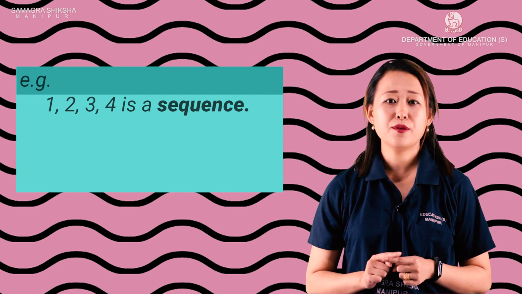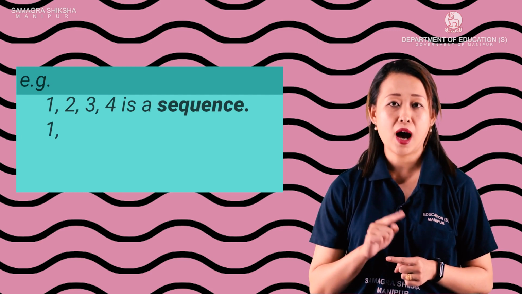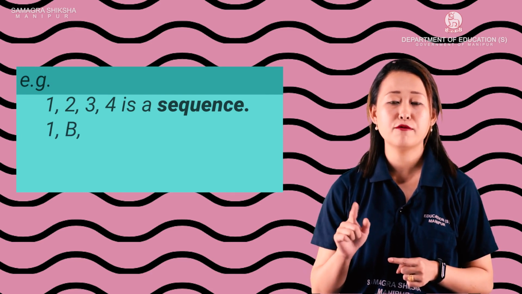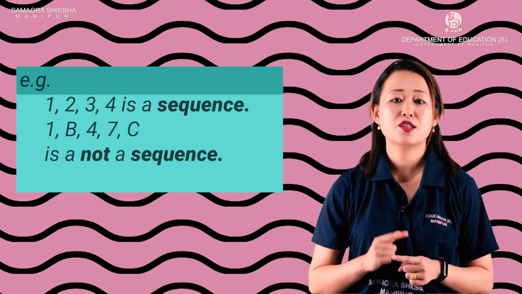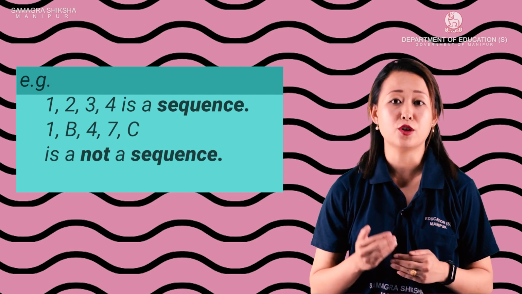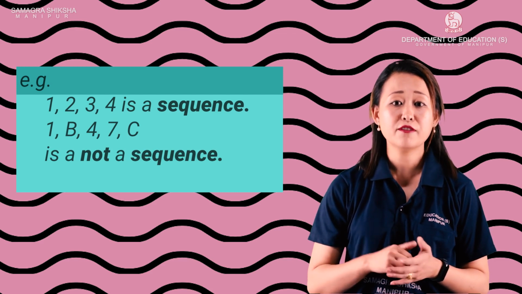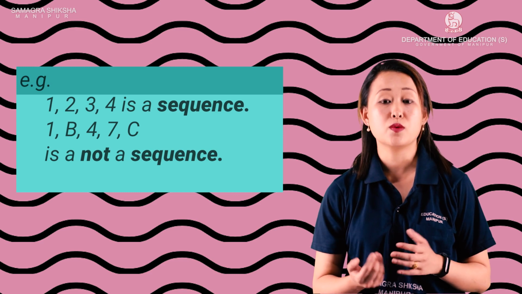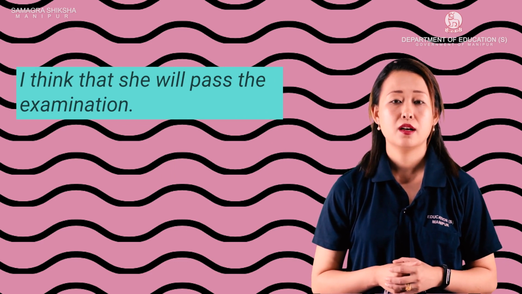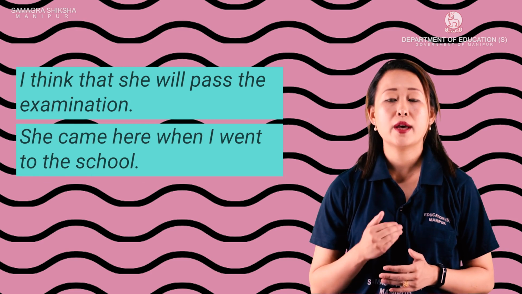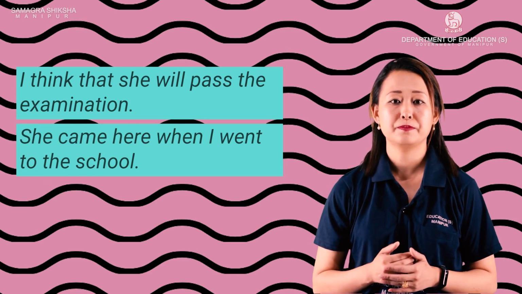But I give you 1B, 1, B, 4, 7, C, etc. This is not a sequence because they are not in order and they are alphabets and numbers which are not related. Now, look at the examples. I think that she will pass the examination. She came here when I went to the school.